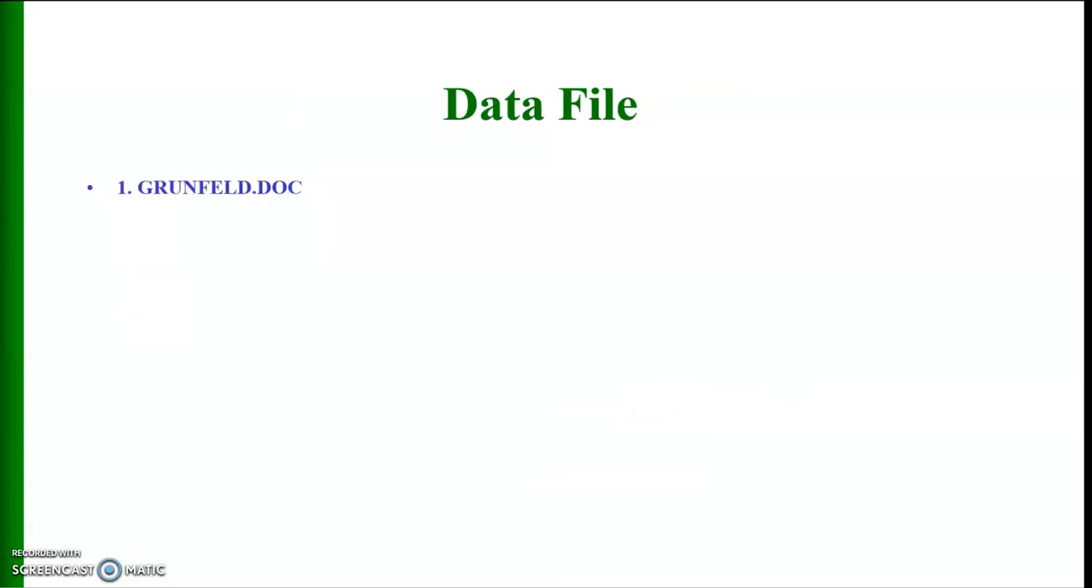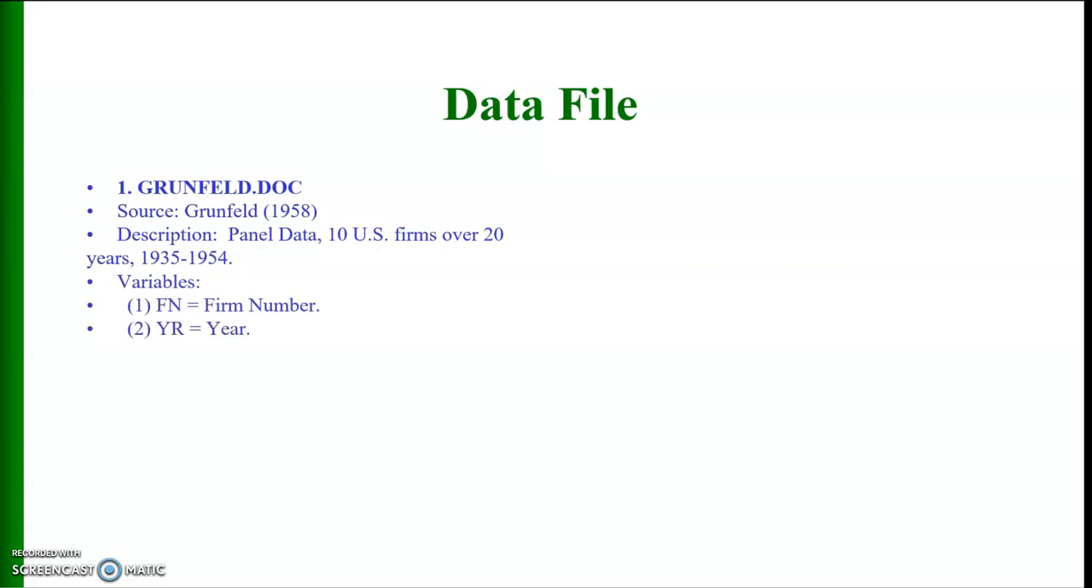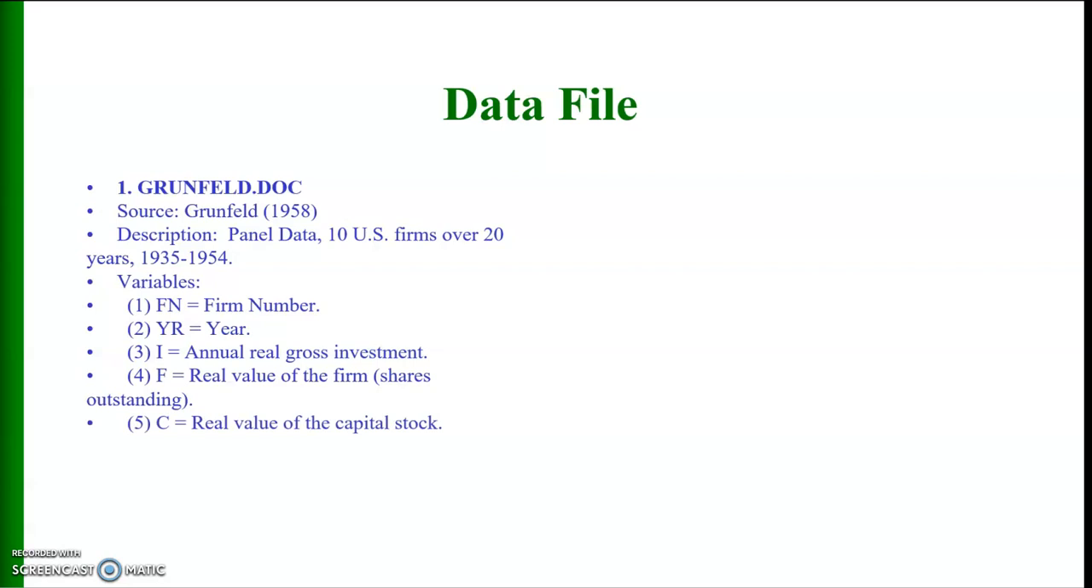This is the data file that I downloaded from the net, and its source is Grunfeld's 1958-59 paper. This is panel data for 10 US firms over a 20 year time period, starting with 1935 through 1954. These are the variables: firm number, year, I stands for annual real gross investment, F stands for real value of the firm, and C stands for real value of the capital.